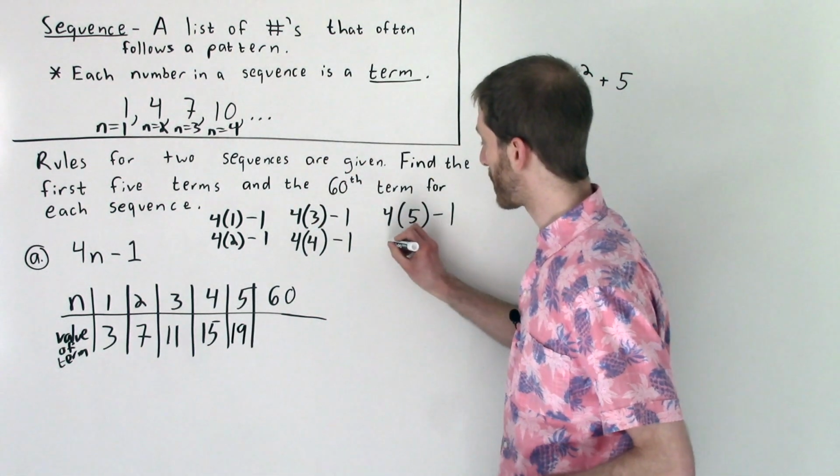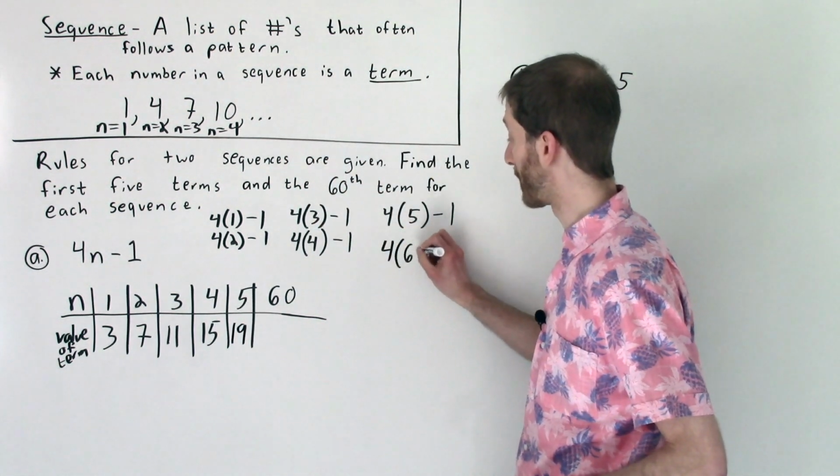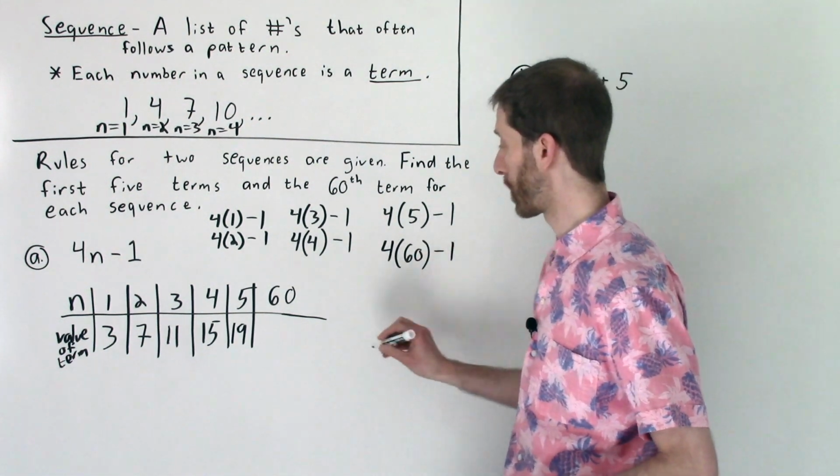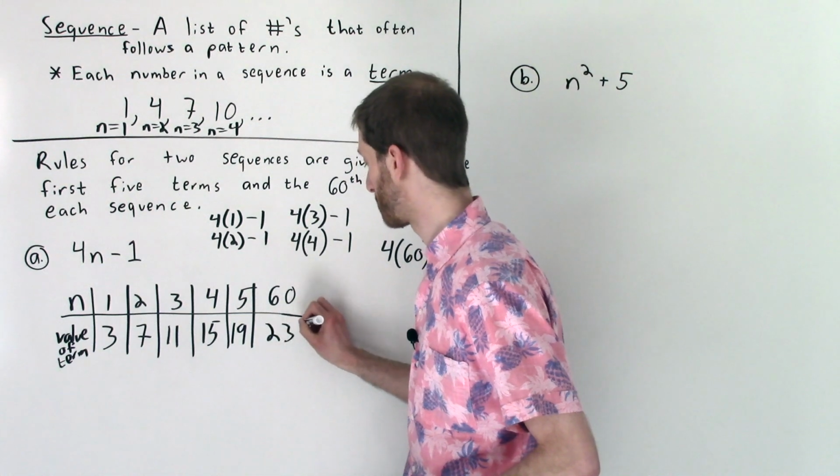And last but not least, if we're at the 60th term, we multiply 4 by 60, pretty sweet, and subtract 1. It's 240 minus 1 is 239.